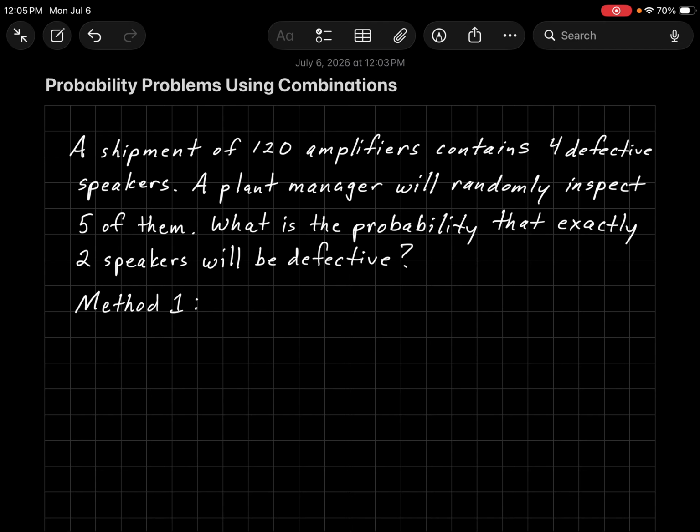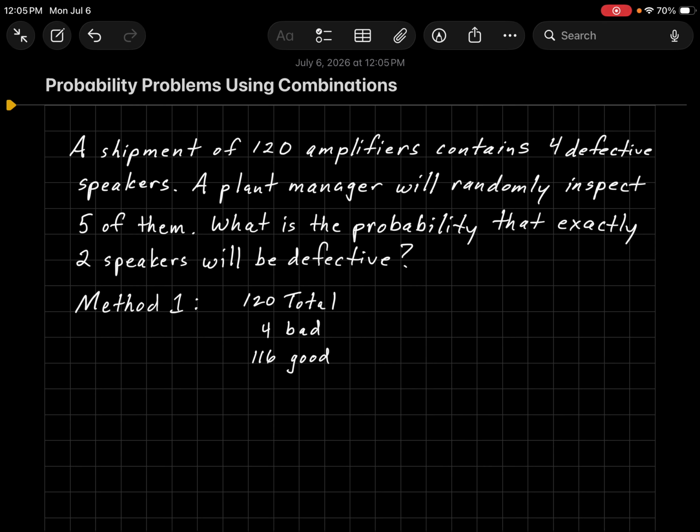Notice that we have 120 total amplifiers. There are 4 defective, which I'm going to call bad, which means that there are 116 that are not defective, which I will call good. A plant manager is going to randomly inspect 5 of them, so we have 5 choices. So using the probability ideas we did before, we need to multiply 5 things together. What is the probability that exactly 2 of the speakers will be defective?